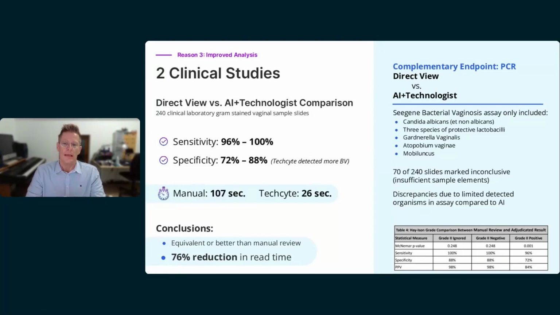I mentioned PCRs earlier, and we added an endpoint to our clinical trial, which was the PCR direct view versus AI plus technologist. And we attempted to use it in the study. However, we in the end weren't able to because the assay that we used only included a very limited amount of bacteria. But more importantly, 70 of the 240 slides were marked as inconclusive from the machine. And when we were talking with them, they said, yeah, apparently that's something that just happened. So unfortunately, the silver bullet of PCR didn't turn out to be as such.